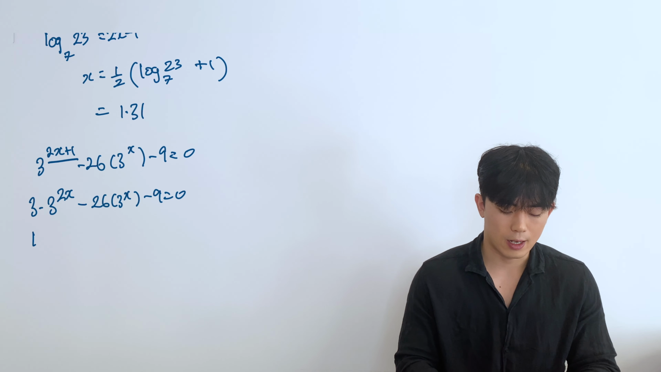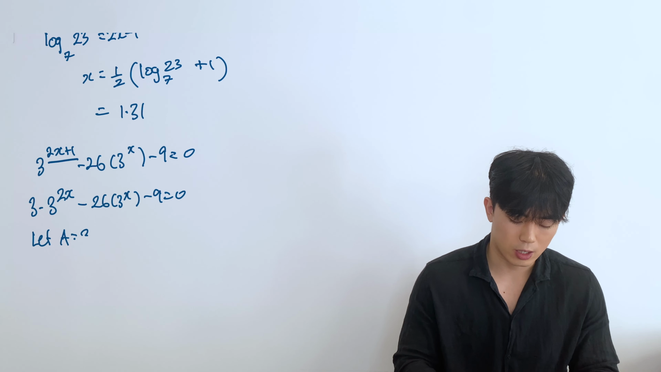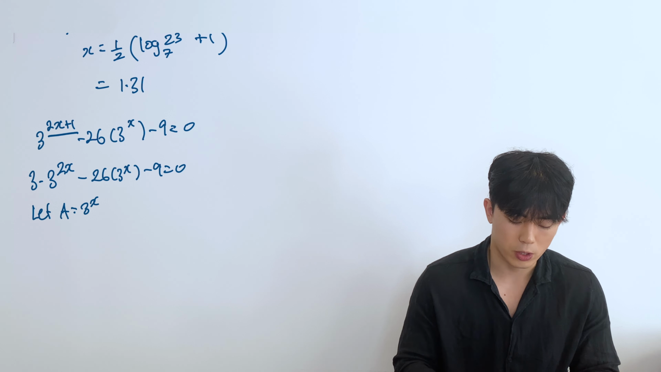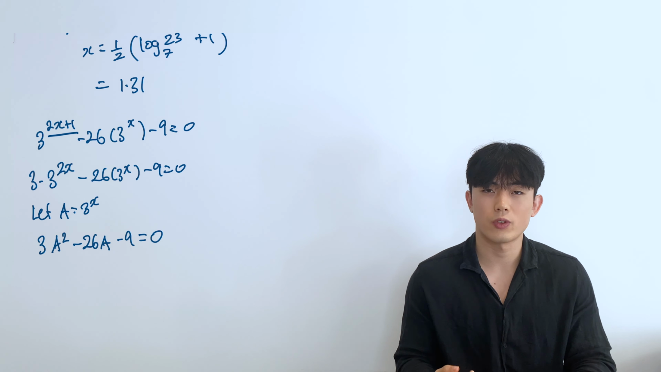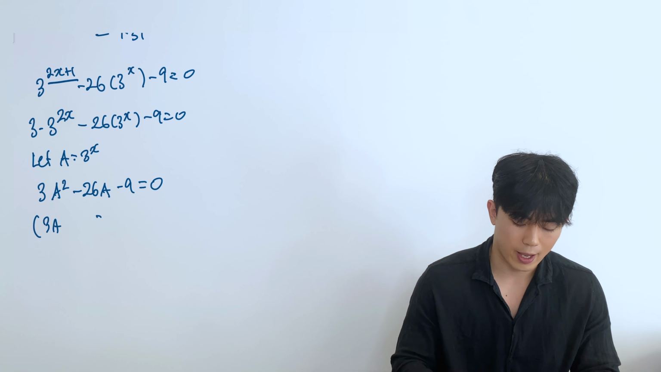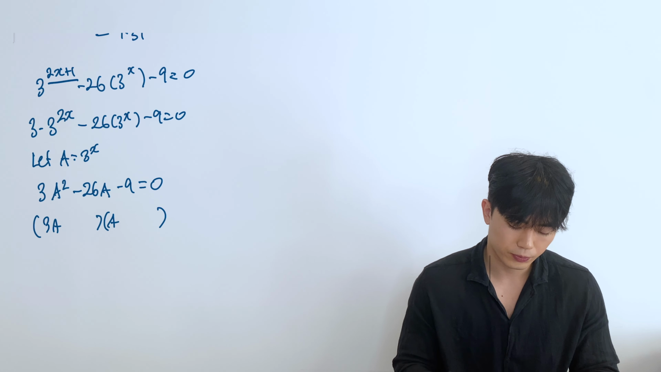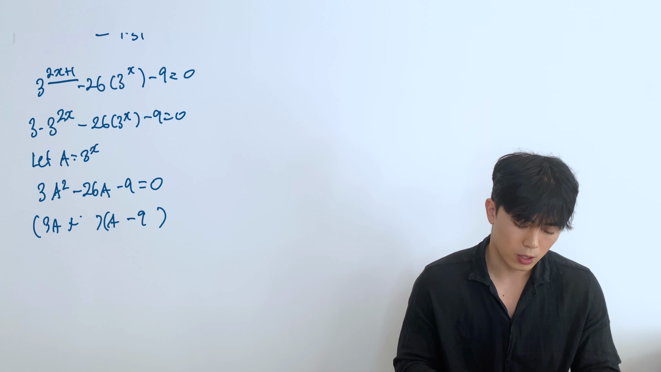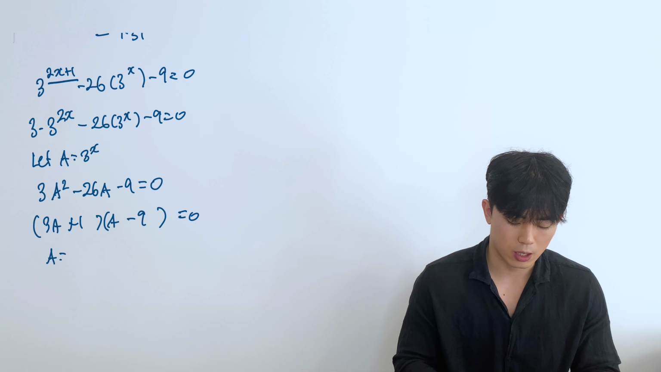And this, if I say let capital A equal to 3 to the x, and substitute for a, we'll get 3a squared minus 26a minus 9, which now looks like a quadratic, meaning we can now factorize. So if we were to factorize, (3a + 1)(a - 9) is equal to 0, meaning a is going to be equal to negative 1 over 3, and a is 9.